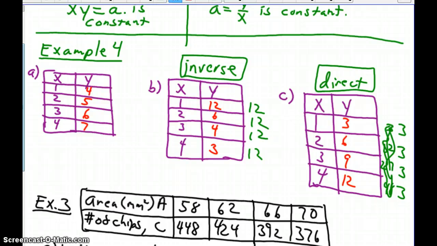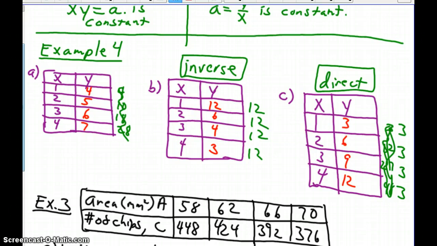So there's that. Okay, now let's go to A. A is next. Okay, how much is 1 times 4? How much is 2 times 5? 10. 3 times 6, 18. 4 times 7, 28. Okay, so let me ask you this. Is it inverse? It's not inverse. Okay, so let's get rid of that.